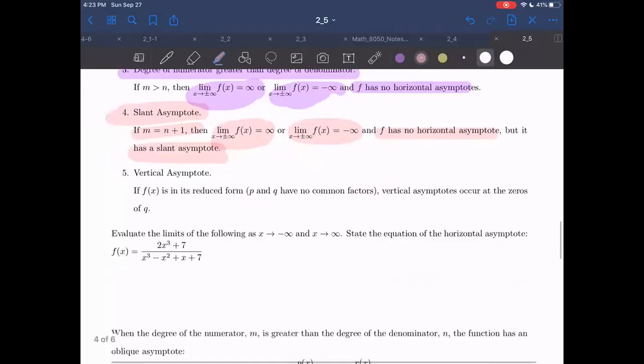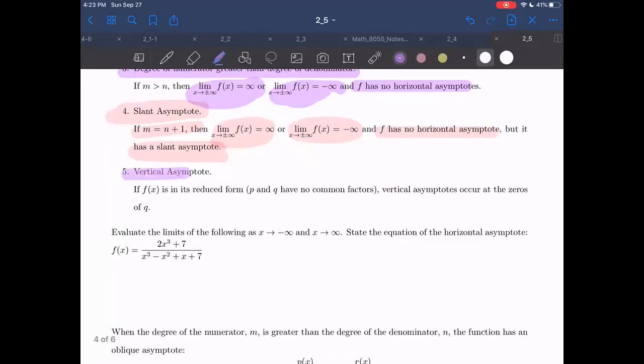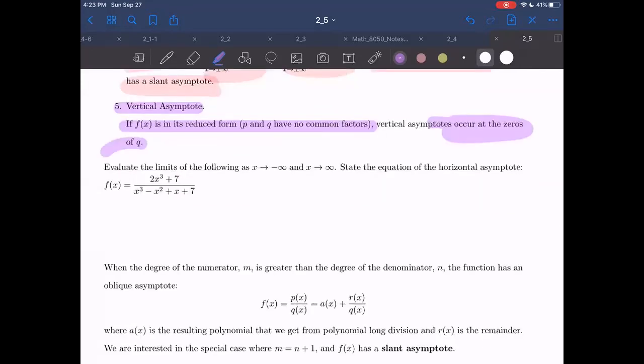And then lastly, our vertical asymptote. If our function is in its reduced form, so if we factored and canceled everything that we can, then our vertical asymptotes will occur at the zeros of the denominator. So whatever's left in the denominator, set it equal to 0. That'll be your vertical asymptotes. All right, so we've got an example here. We can evaluate the limits as x approaches positive and negative infinity, and we'll give the equation of our horizontal asymptote.